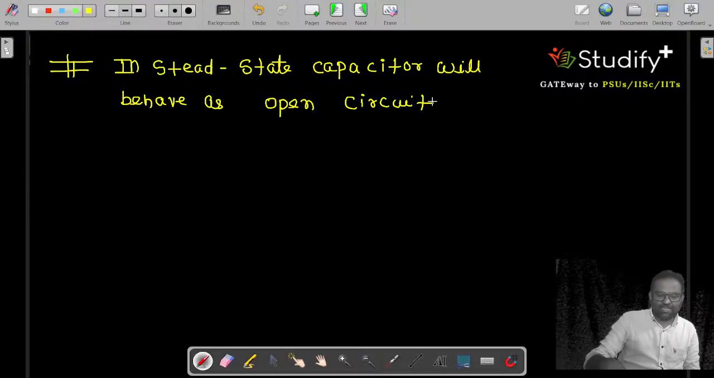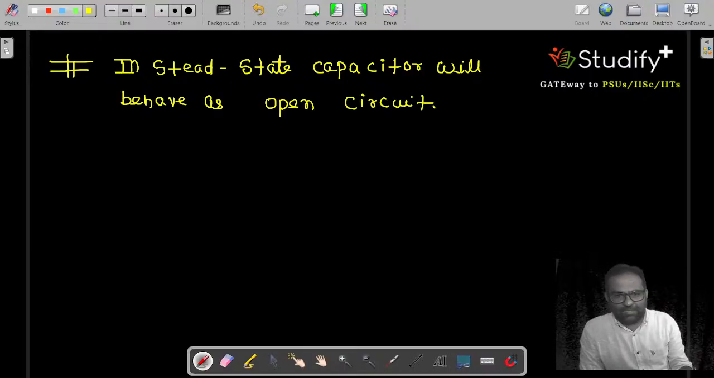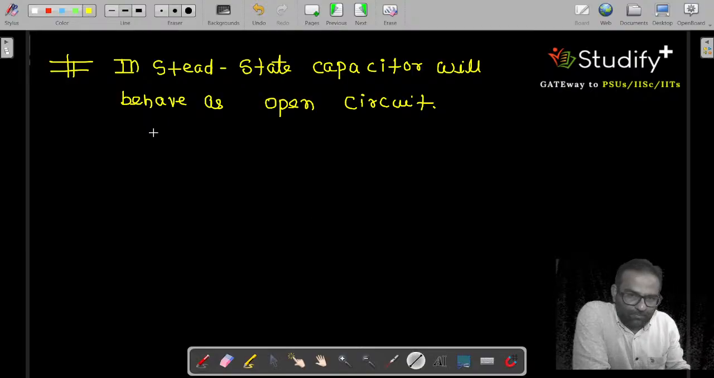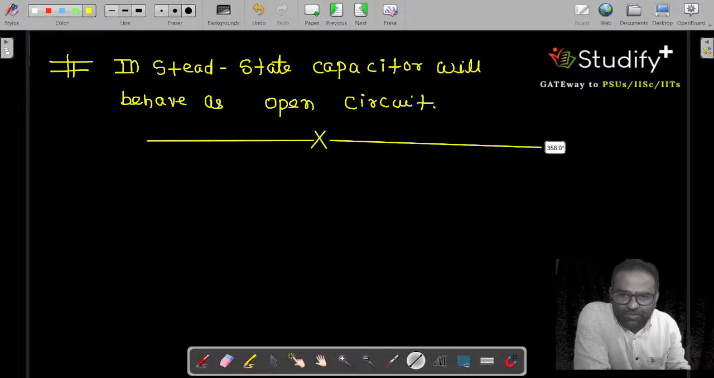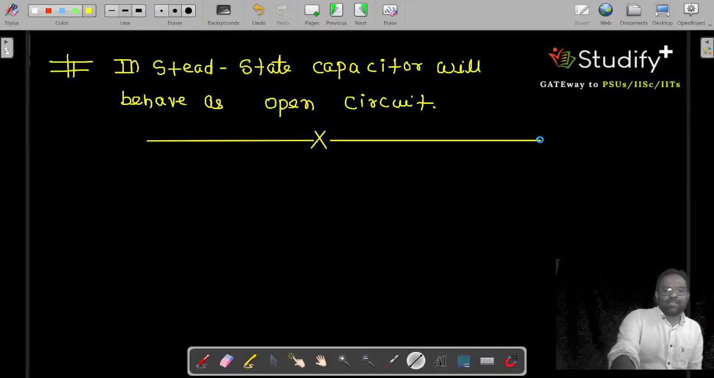So it is a concept now that the capacitor in the steady state will behave as an open circuit, and the inductor behaves as a short circuit in the steady state. These two are very important concepts. This statement is true in both cases, whether you are charging your inductor or the inductor is discharging through a load. In both cases, this statement is true.